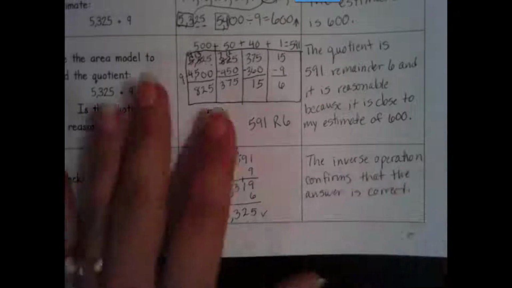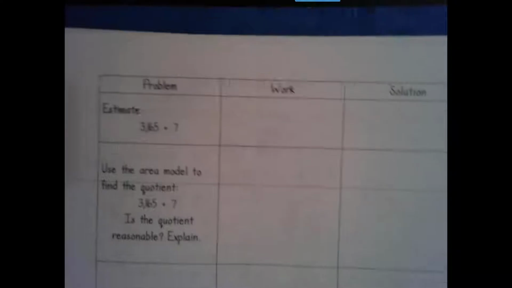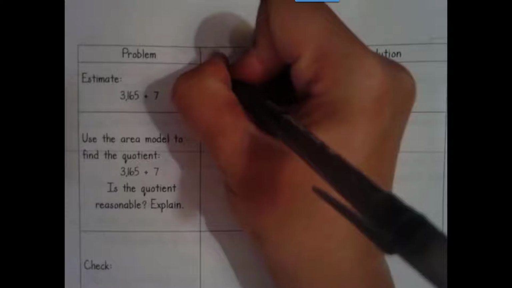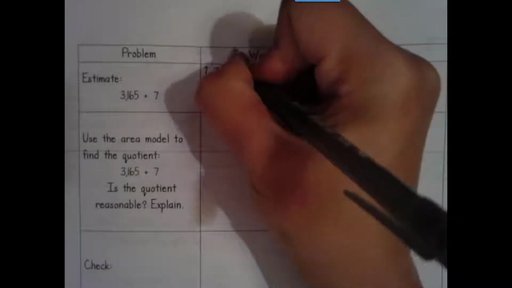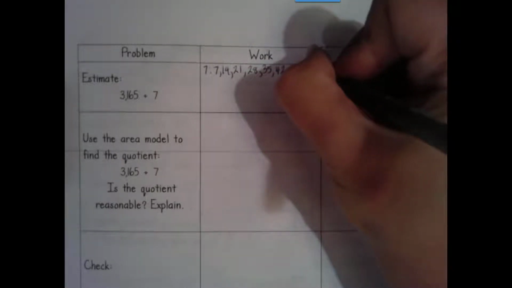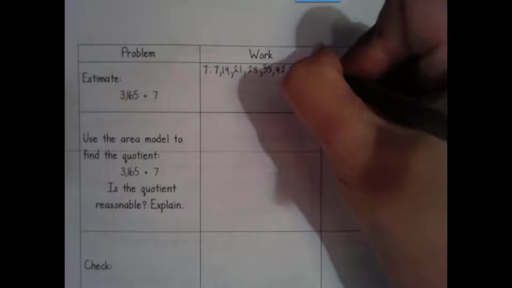Okay, let's turn the page so we can work on the back. All right, so again, we're going to estimate here. So I need to take my divisor and list my multiples. If you don't know these, you can always check your multiplication chart. It's faster to have them in your brain, but I'd rather you have a correct answer than a fast answer.